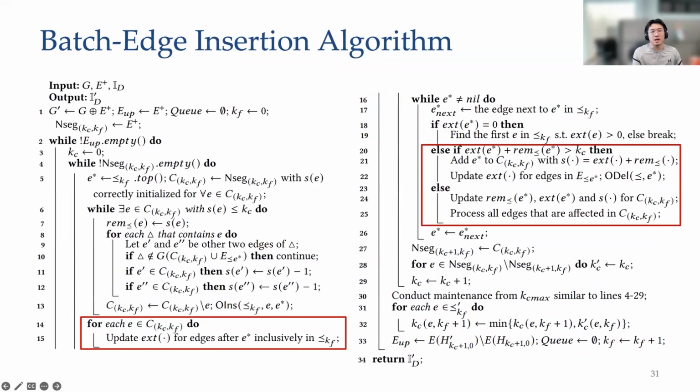And for the batch edge insertion algorithm, we denote the batch of edges to be inserted by E plus, and initialize variables first. YAP is initialized and maintained similarly to the batch deletion algorithm, and we update the existing edges after each start inclusively in squeeze KF, and then we propose edges according to the 3 cases of different exist and remain mentioned before, and then we maintain and initialize the NSEC KC plus 1 KF.